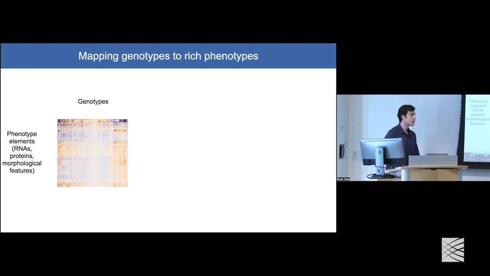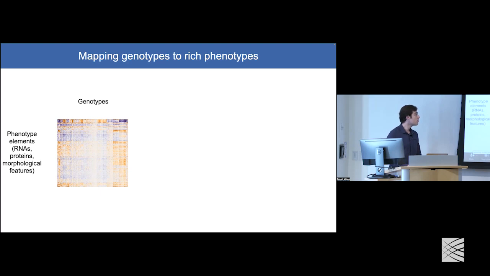So the conceptual framework that I'm going to be talking about today really relies on a new category of methods that map many genotypes to rich high-dimensional phenotypes. And there are really some conceptually very different kinds of analyses that you can do when you can map many genotypes to many high-dimensional phenotypic elements. And these could, for example, be the RNAs in the cell or the proteins or even morphological features in the context of microscopy.